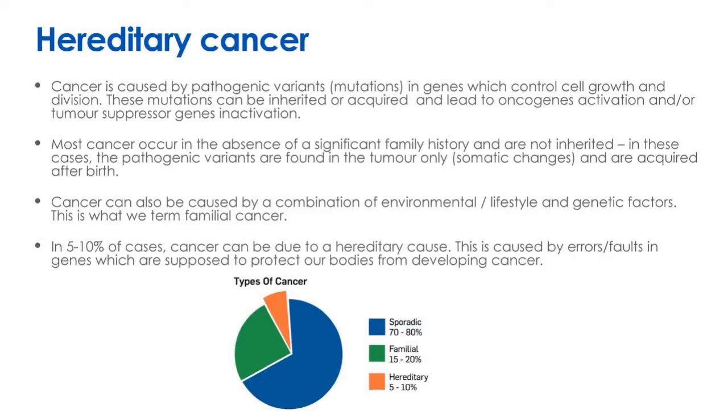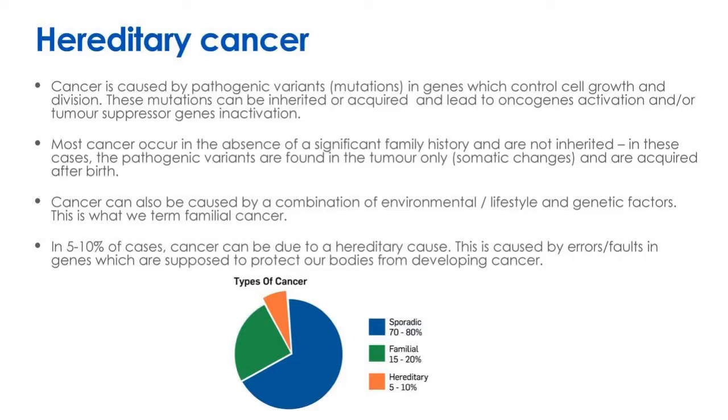So we'll see a family pedigree with a lot of cancers in the pedigree, and doing genetic testing, we won't really find a genetic answer. And these we will then refer to as familial cancer. And then in 5 to 10% of all cases, we know that cancer can be due to a hereditary cause. And this is caused by errors or faults in genes which are supposed to protect our bodies from developing cancer.